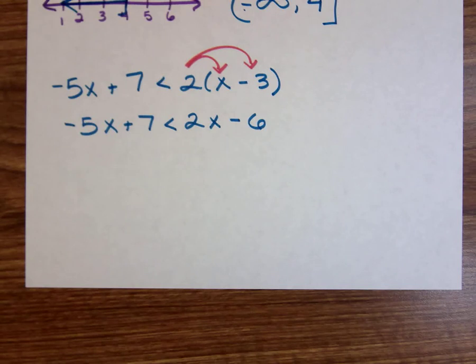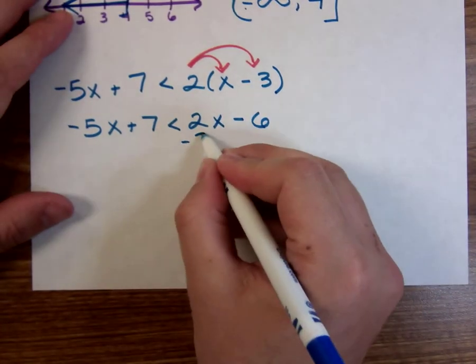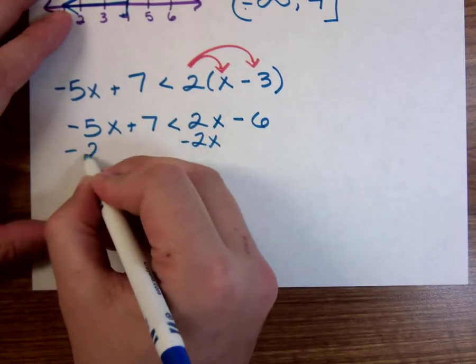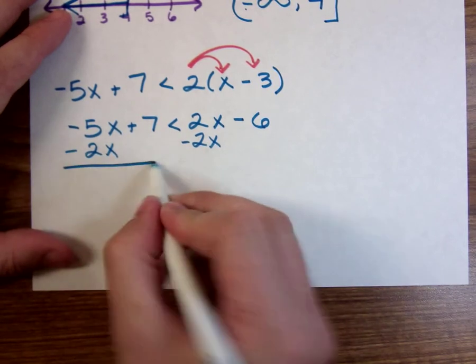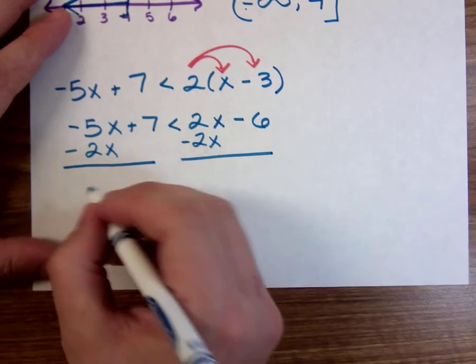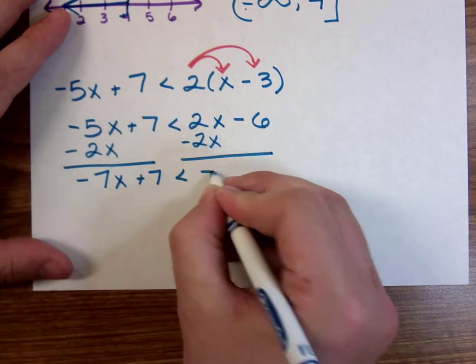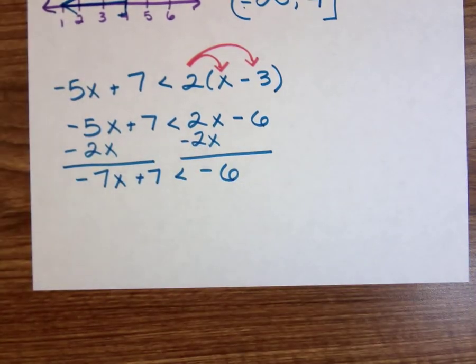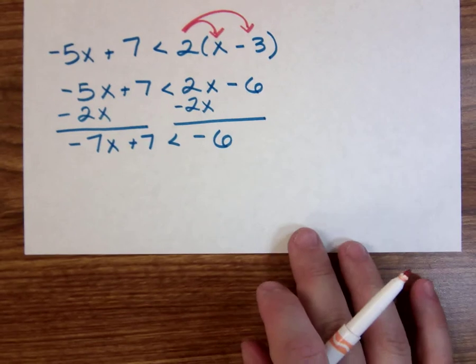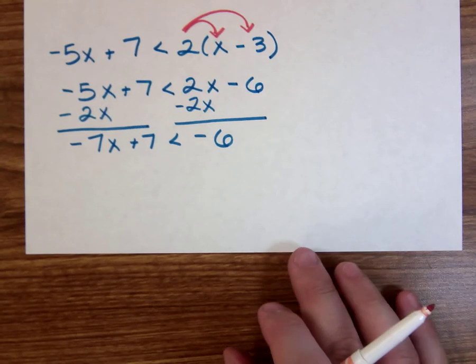I think I'd probably subtract the 2x myself, just so at least the x's are on the right side. I mean, the correct side. That's what it would look like after we did that. If you added the 5x instead, that's totally fine. Not a problem.